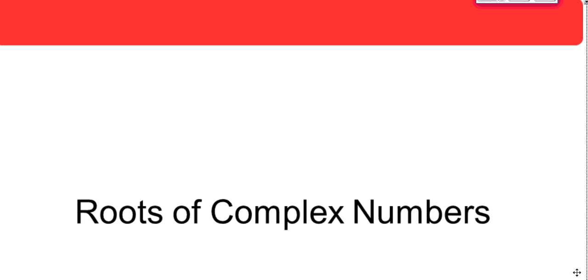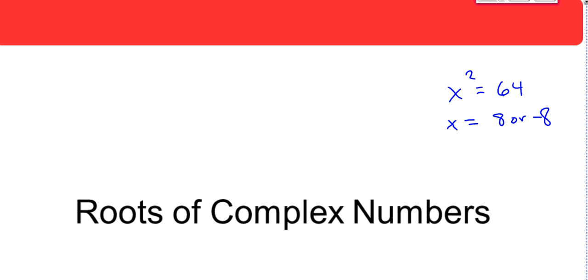So I'm just going to remind us of some previous work. If we have x squared equals 64, then x equals 8 or negative 8. That's the basic idea that's happening here. And with roots of complex numbers, we know that we can have i now and things like that.